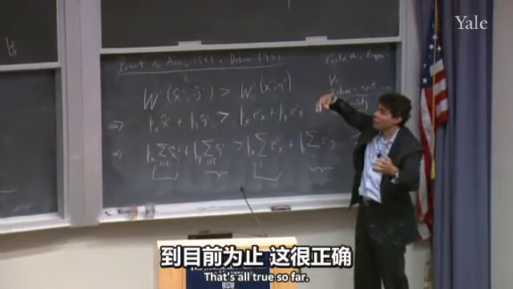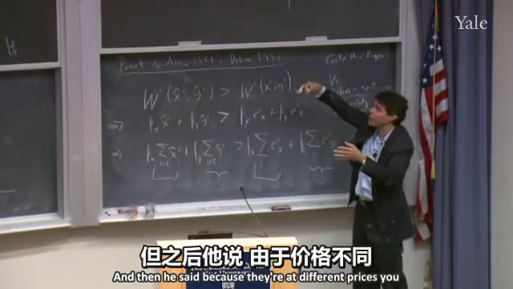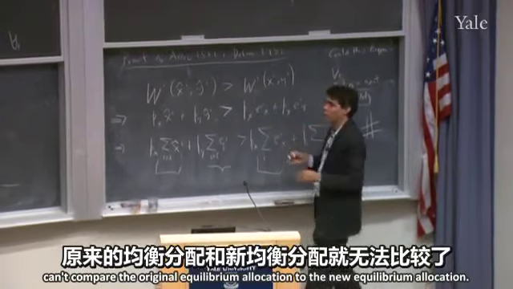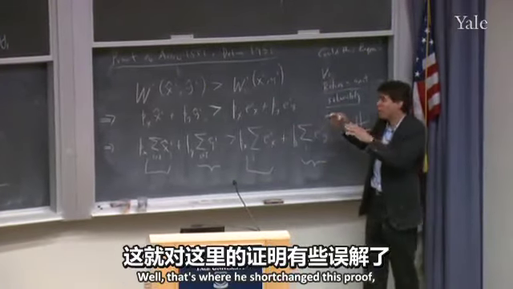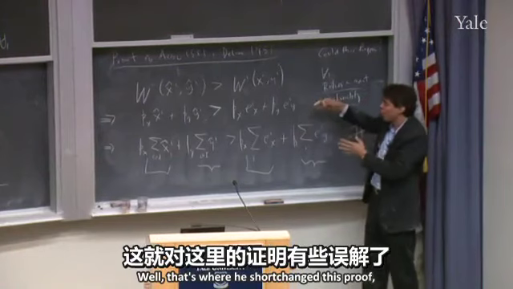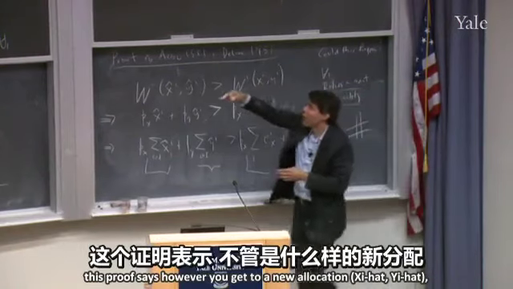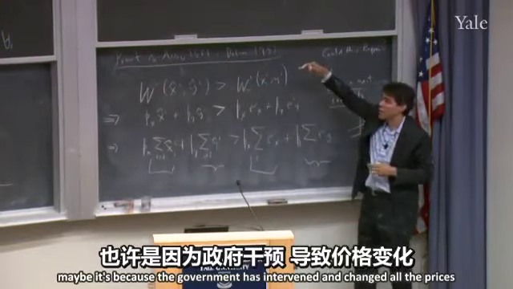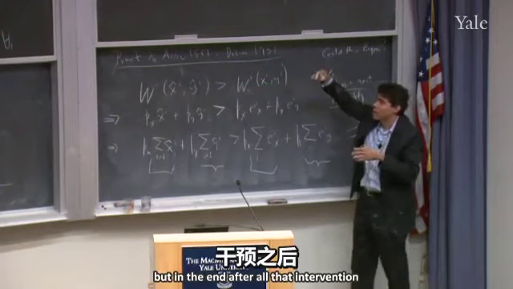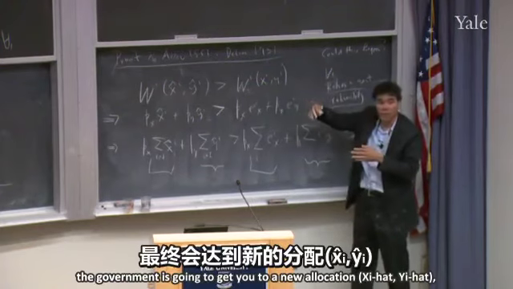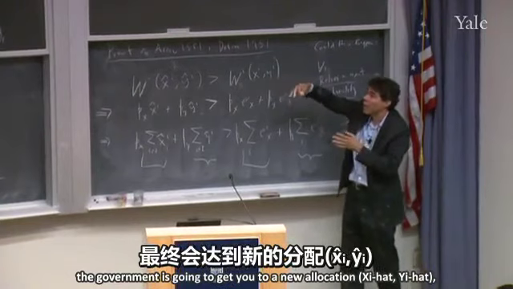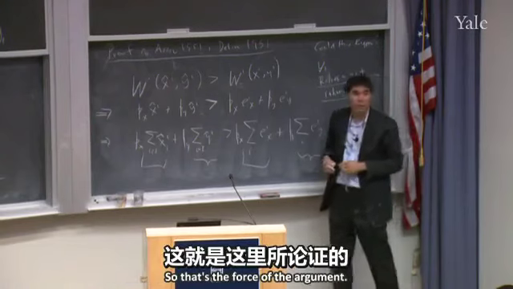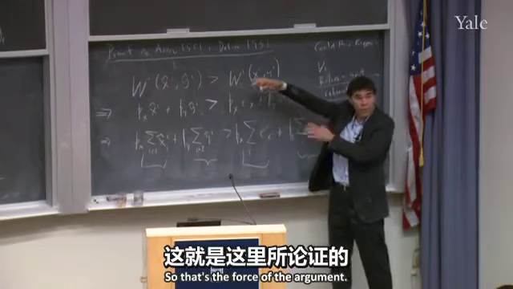And then he said, that's all true so far, and because they're at different prices, you can't compare the original equilibrium allocation to the new equilibrium allocation. Well, that's where he shortchanged this proof. This proof says however you get to a new allocation, x hat I, y hat I, maybe because the government has intervened and changed all the prices and done a bunch of other stuff, but in the end, after all that intervention, you get to a new allocation, x hat I, y hat I, and that new allocation can't be better than the original one. Okay, so that's the force of the argument.